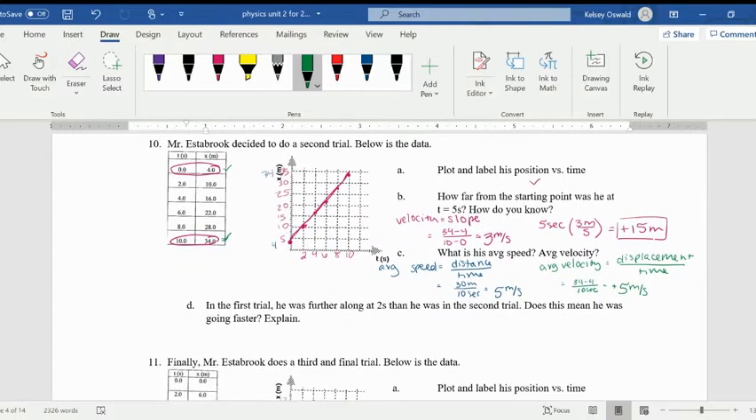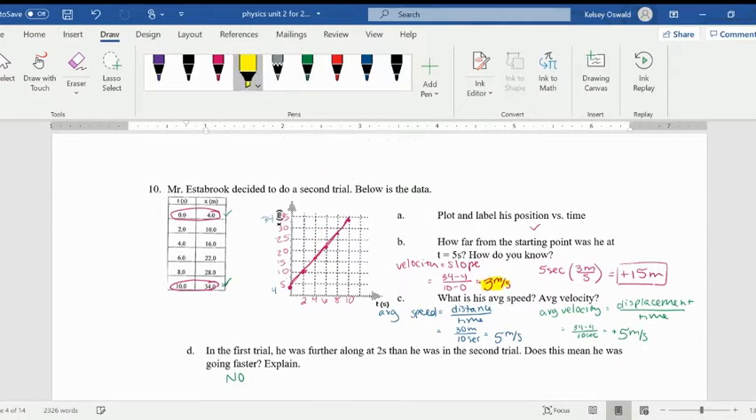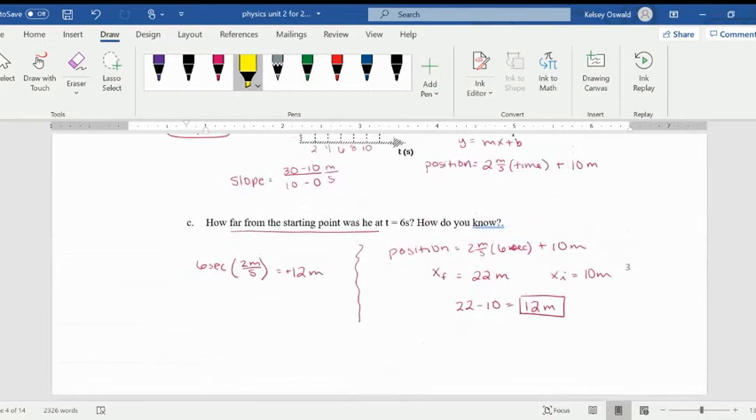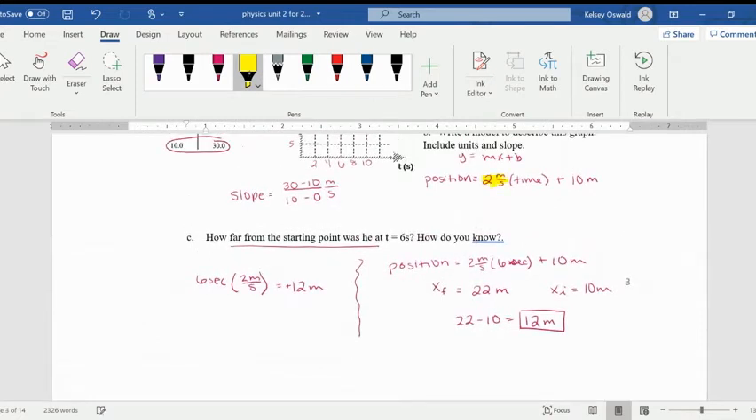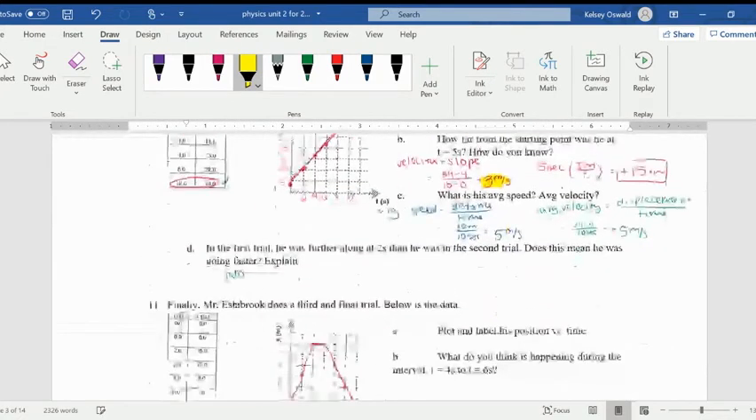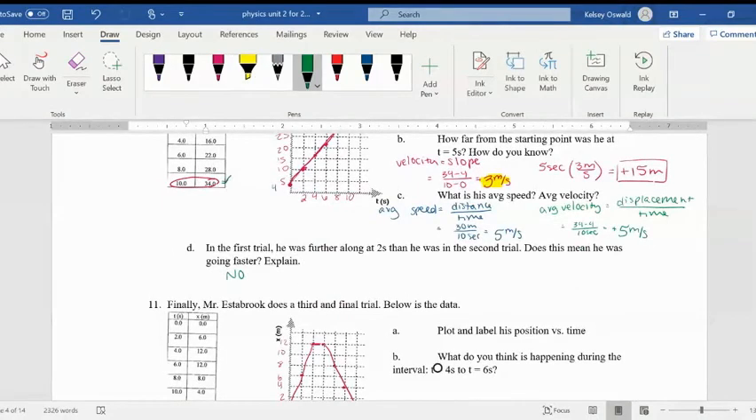Okay. So then looking at D, in the first trial, he was further along at 2 seconds than he was in the second trial. Does this mean he was going faster? No, because if we look at these, remember our slopes tell us our velocities, and in our second trial, our slope was 3 meters per second, whereas our first trial, our slope was only 2.